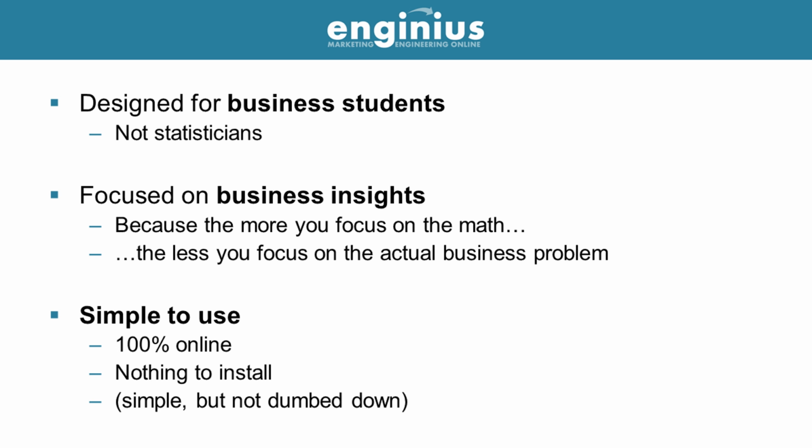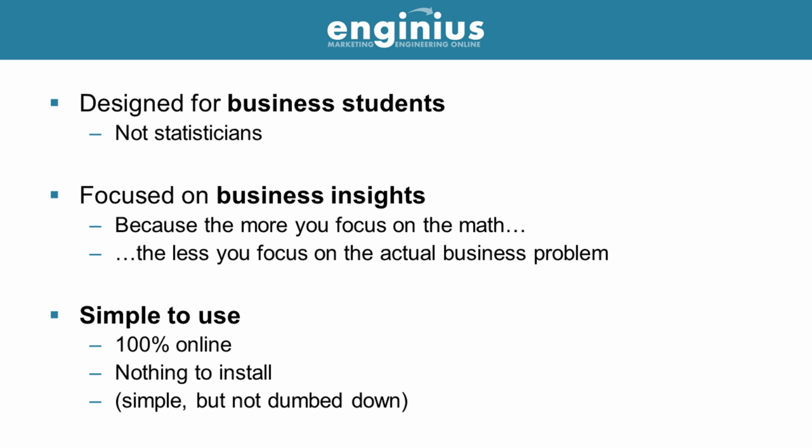Enginius is designed to focus on the business problem. And so the reports are focused on the business insights too, because to be fair, the more you talk about the math behind segmentation, conjoint, and positioning, the less you focus on the actual business problem. And so Enginius has been designed to be as simple to use as possible. It's 100% online. You have nothing to install, but it's not dumbed down. It's still marketing analytics with heavy-duty pieces of software in the background, but we worked very hard to make it appear as simple as possible.